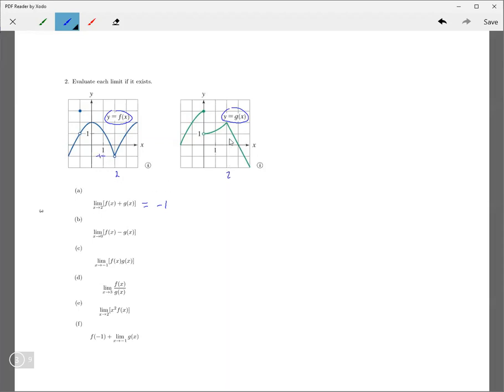Here, as you go to 2, you're going up to 2. This is 2. You're going to 2. So that's 2. Okay, so that's just going to be 1, so adding those two together.